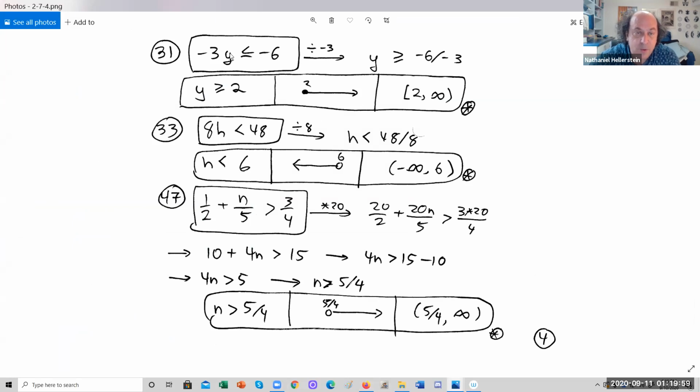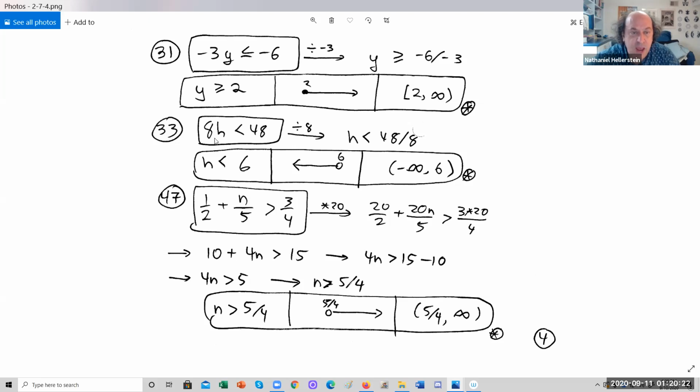All right, here's another one with a negative sign. Minus 3y is less than or equal to negative 6. So we divide by a negative 3. That flips the inequality sign. So it's y is greater than or equal to negative 6 over negative 3. So it's y greater than or equal to 2. It's a right half line, including 2 and everything to the right of it. Square bracket 2 to infinity.